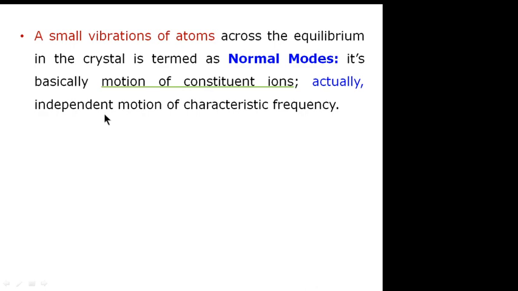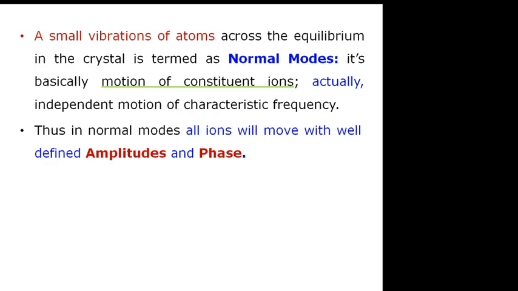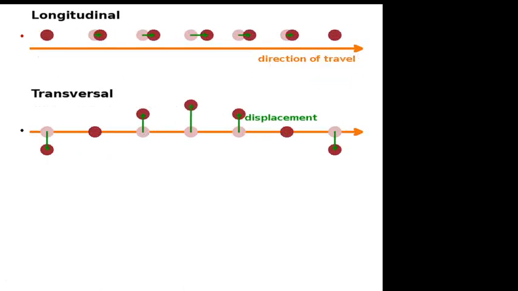Actually, it is independent of motion of a characteristic frequency. Thus, in the normal mode, all ions will be moved with a defined amplitude and phase. So, अगर ये उसकी vibrations effect है तो ये वाइब्रेशन को हम फोकस कर सकते हैं, वहाँ से एक कैरेक्टरिस्टिक फ्रीक्वेंसी निकल सकती है. अगर फ्रीक्वेंसी है तो उसके पास एम्पलीट्यूड भी होगा और फेस भी होगा, and this comes under the umbrella of normal modes.